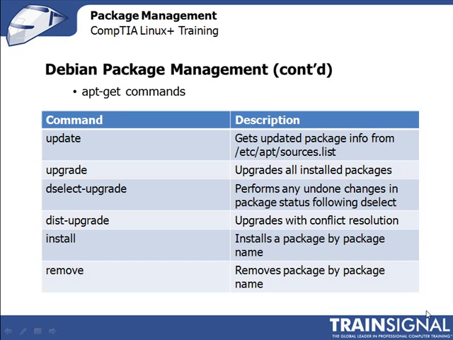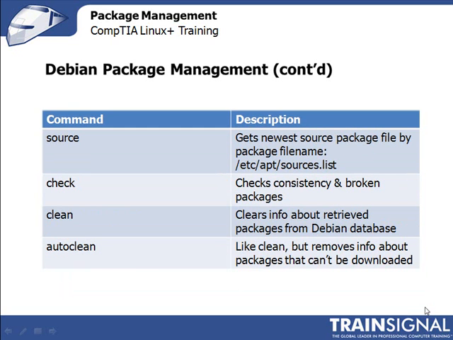The select-upgrade performs any undone changes in package status following running of the deselect command. dist-upgrade upgrades with conflict resolution. Install simply installs a package by package name, and remove does the same by removing a package by package name.